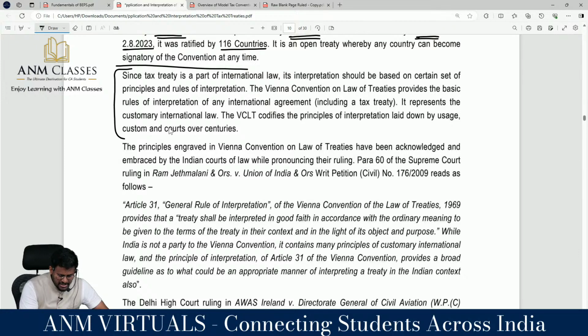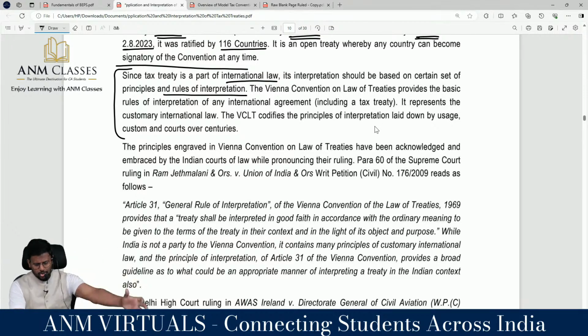Since a tax treaty is a part of international law, its interpretation should be based on a certain set of principles of interpretation. The Vienna Convention of Law of Treaties provides the basic rules of interpretation of any agreement, including any treaty. The VCLT is not only for DTAs. For any document entered into internationally, you can interpret it based on the VCLT. But a DTA is also an international document, my dear students. So we are using the VCLT, Vienna, for interpreting tax laws.